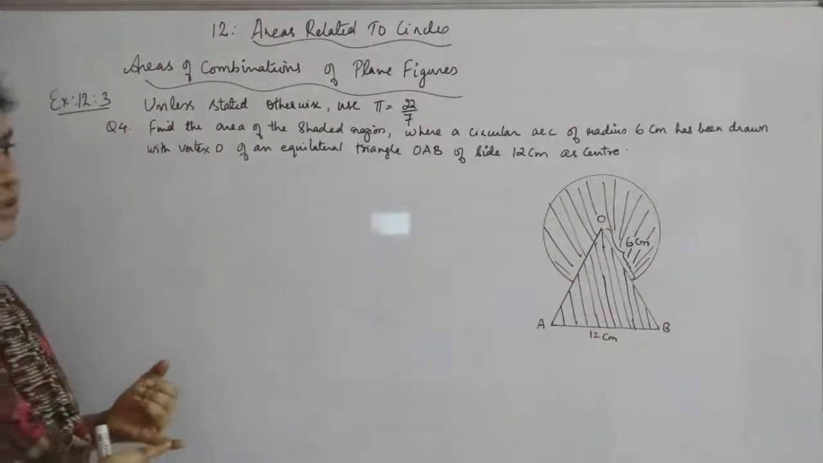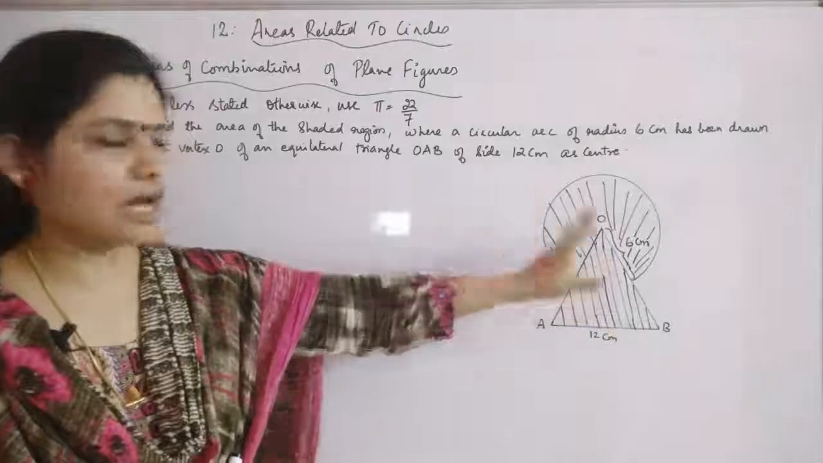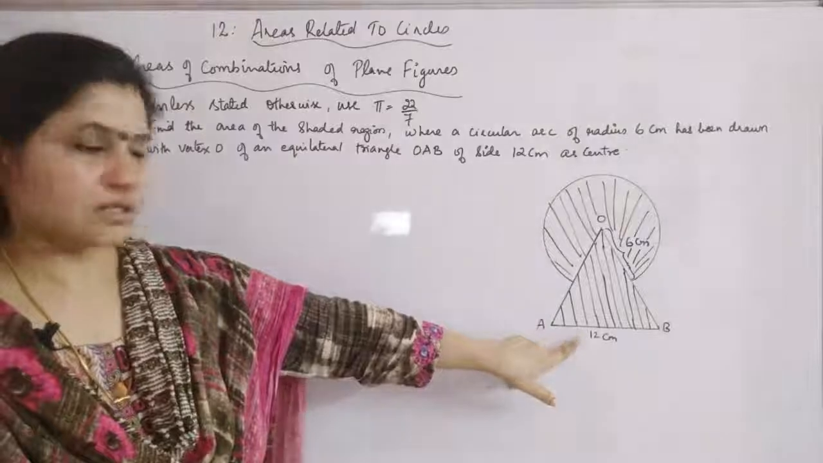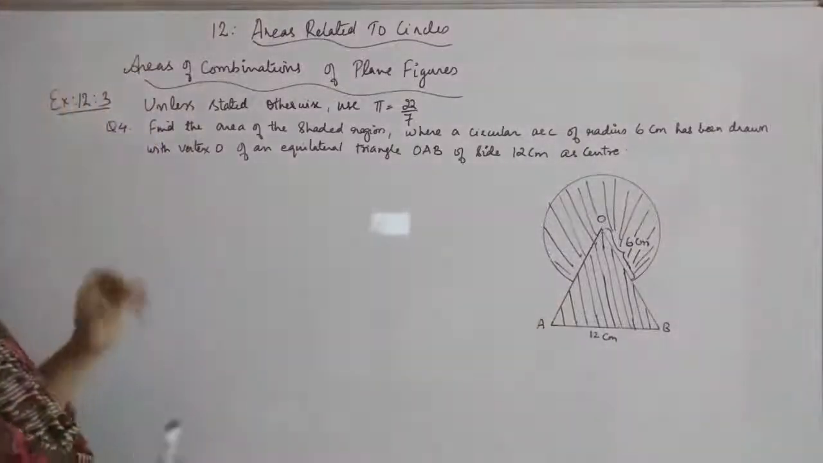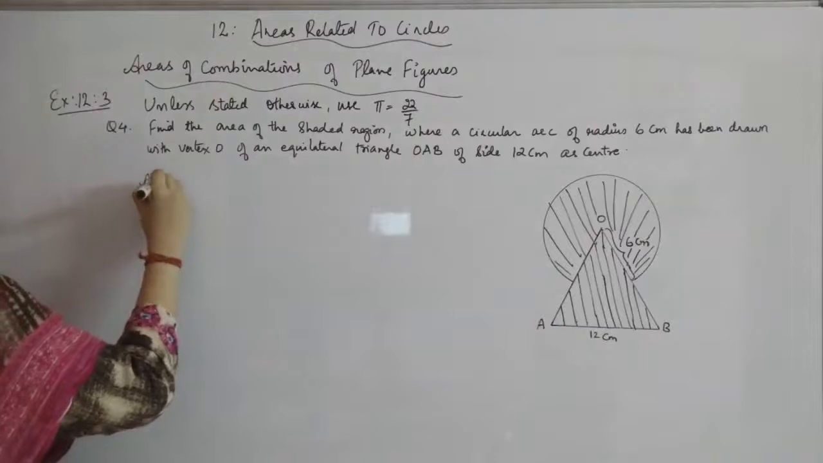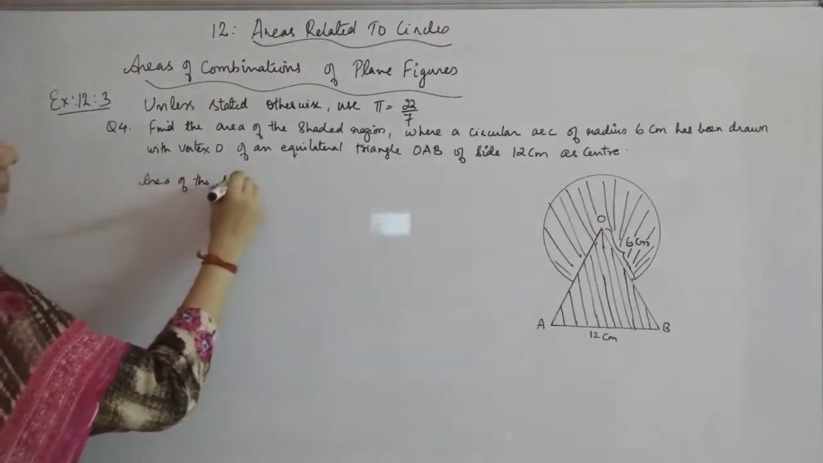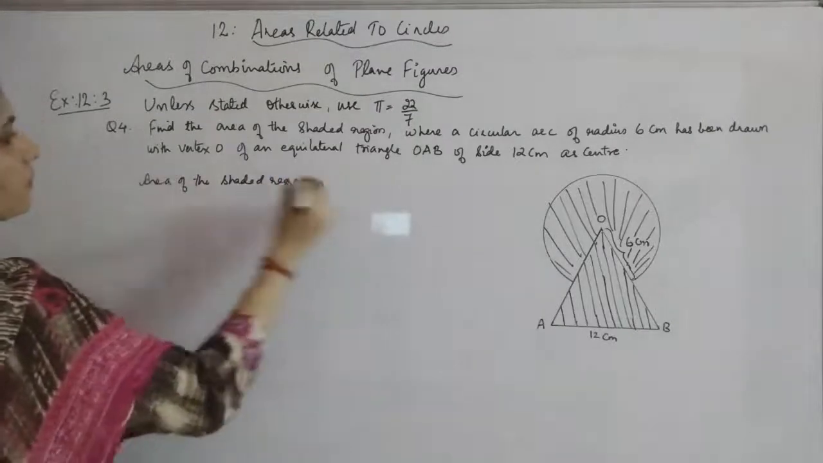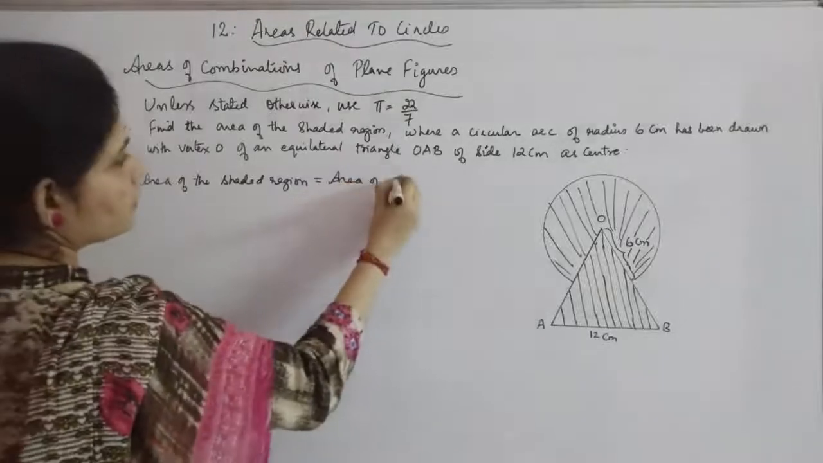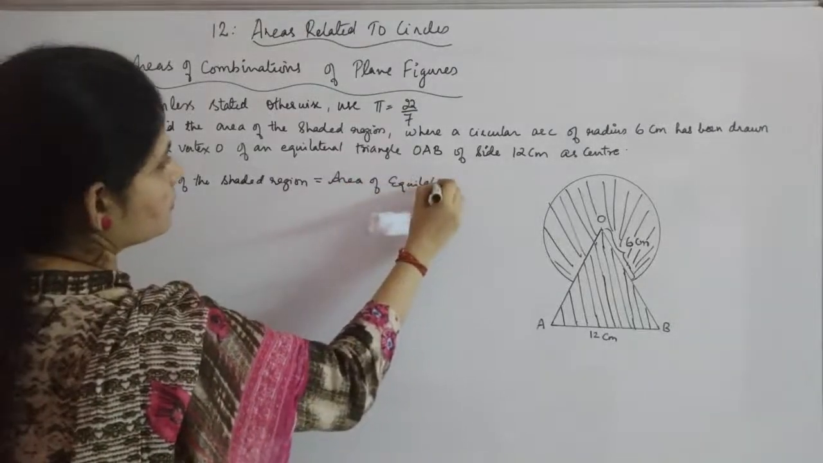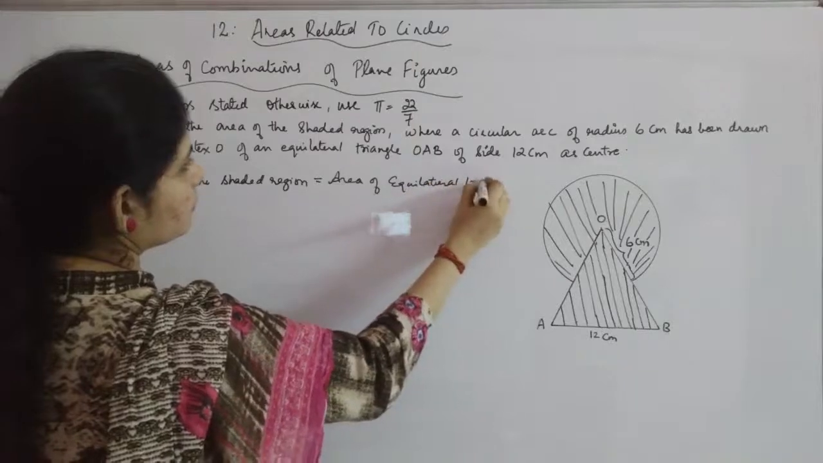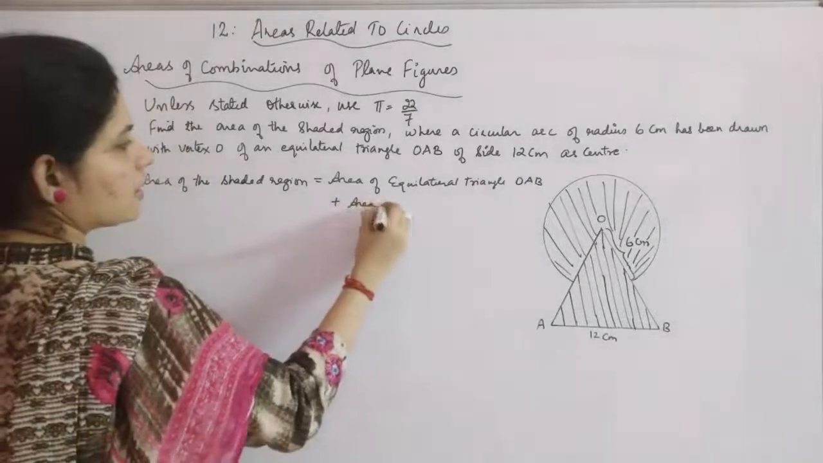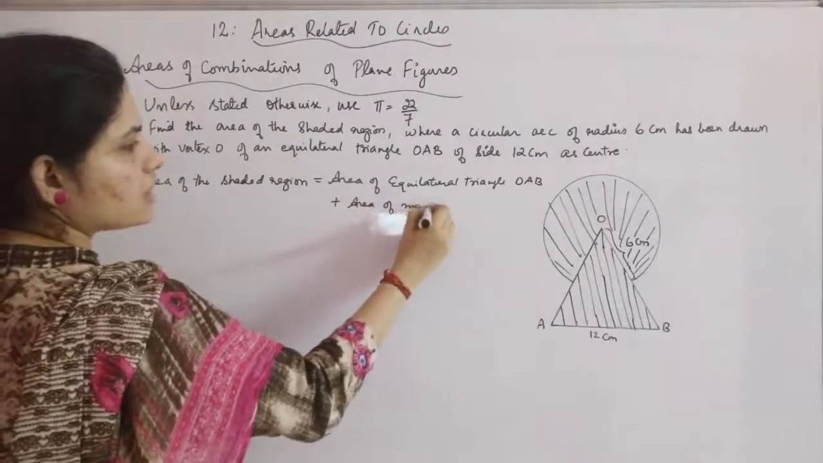Now you have radius with you, this is given to be 6 centimeters, so r is okay. Now for the equilateral triangle's area also you have the side, one side as 12 centimeter. So we can just move on to area of the shaded region, which is equal to area of the equilateral triangle OAB plus area of the major sector.